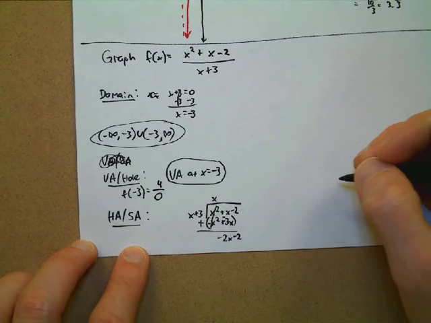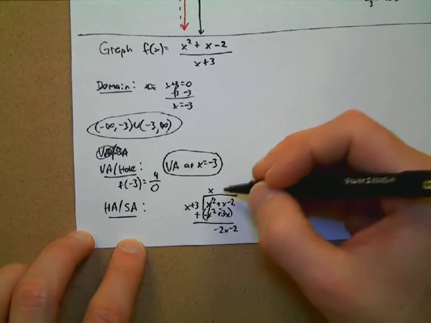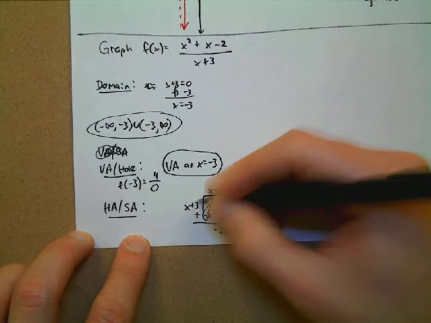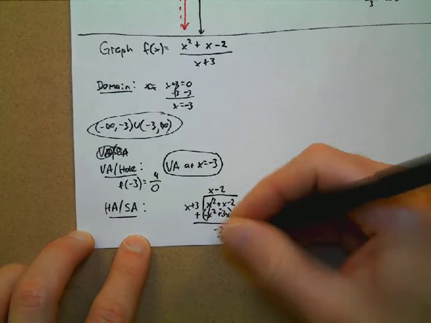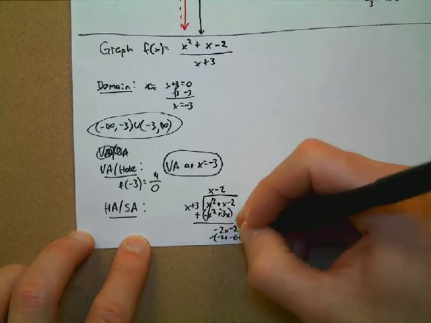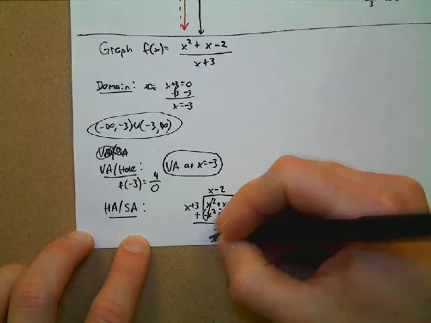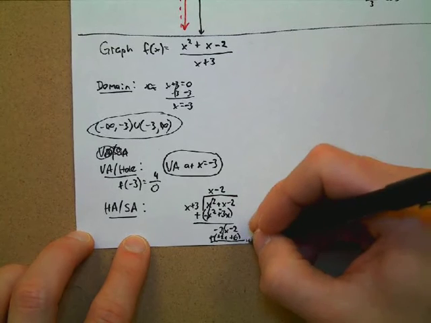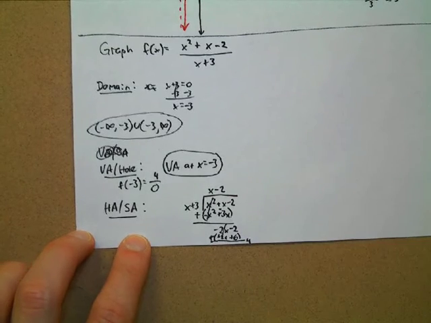Okay? And what times x gives me negative 2x? Negative 2. So negative 2 times x is negative 2x. Ooh, negative 2 times 3 is negative 6. Subtract those. Okay? So add the opposites. The 2x's cancel. Negative 2 and 6 makes 4. 4 is my remainder. Sorry, I know this is like ridiculously small. I ran out of space there.